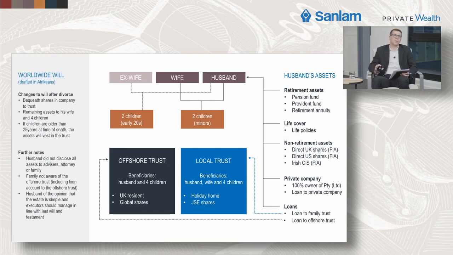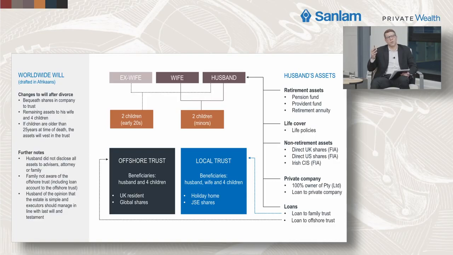The client set up a worldwide will, and we mentioned this the previous time as well. It's not uncommon to see that these wills are drafted in Afrikaans with some of our clients. But there are a couple of changes the husband brought into the will after the divorce. Firstly, he bequeathed all the shares in the company to the local family trust, the one in blue there. The remaining assets, everything else, have basically been bequeathed to his wife and children. But in the will, he stated that if the children are under the age of 25 at the time of his demise, the assets will vest in the family trust.